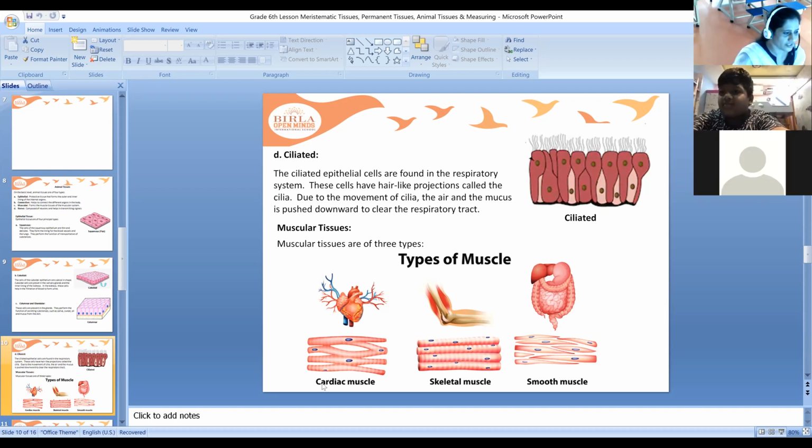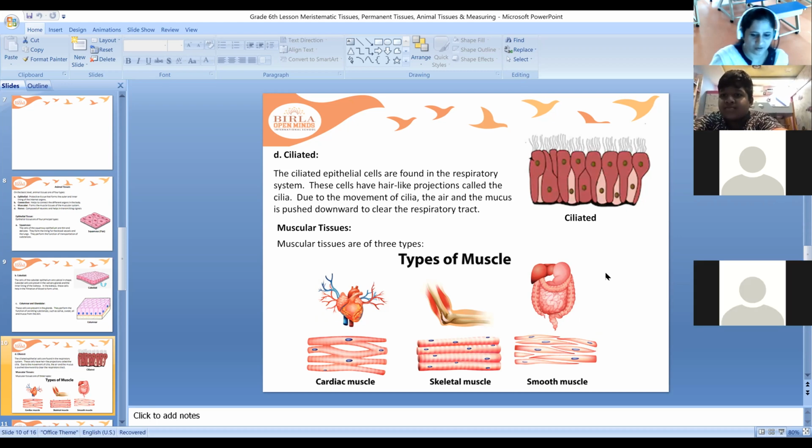So, cardiac muscles. Why? For what, Harsh? I'm just muting you. I just want to ask others. Manogna. Yes, ma'am. Can you just tell me what are the functions of cardiac muscles? For what do they help?